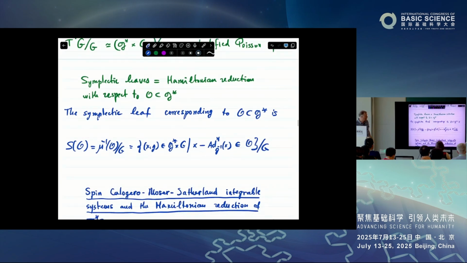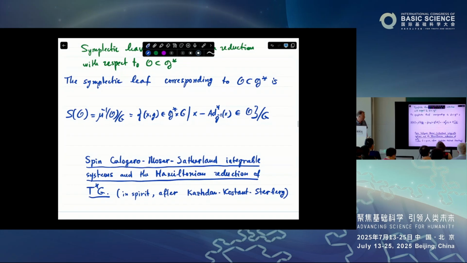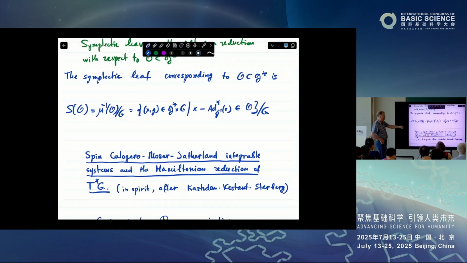Symplectic leaves are the Hamiltonian reduction with respect to coadjoint orbits in G*. And such a symplectic leaf is simply the set of all elements in G* × G that satisfy the property that the moment map of X is in the orbit, and then you quotient by G. For SU(N), this is a matrix condition on this pair X and G.